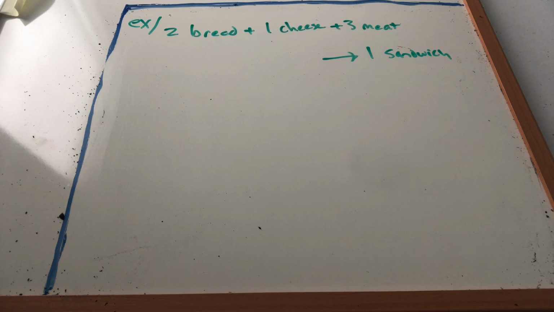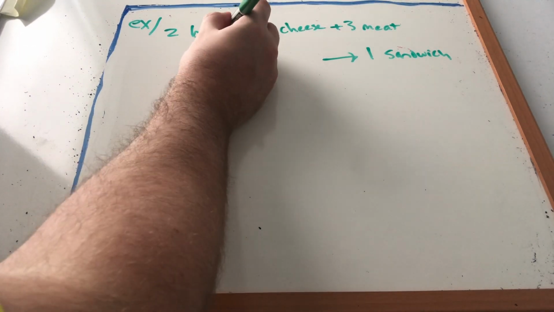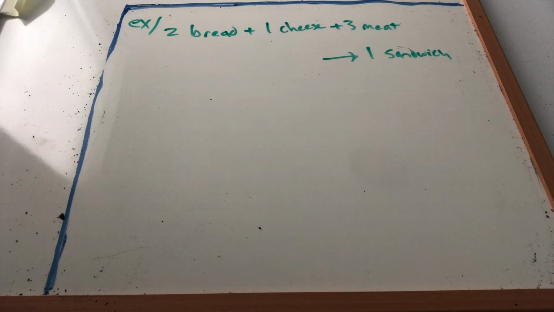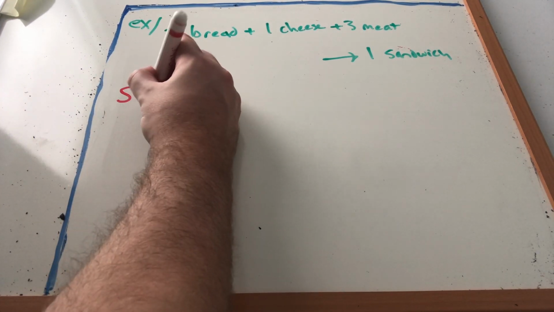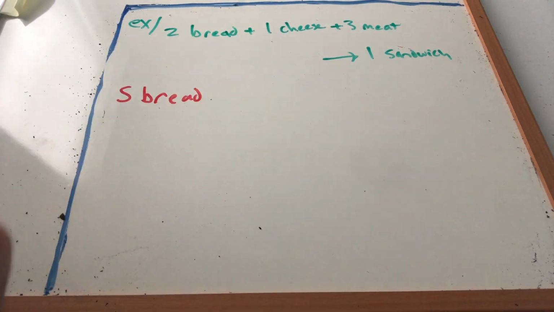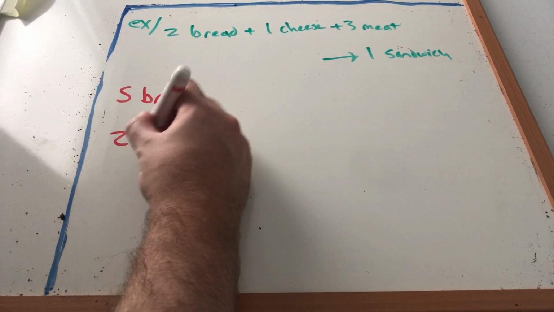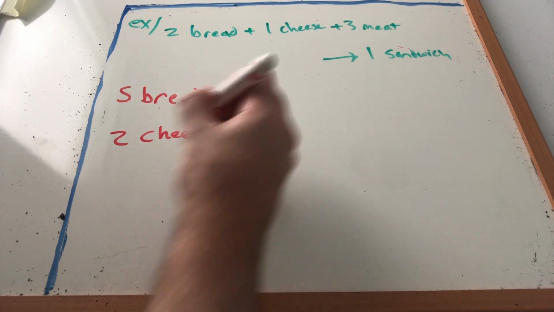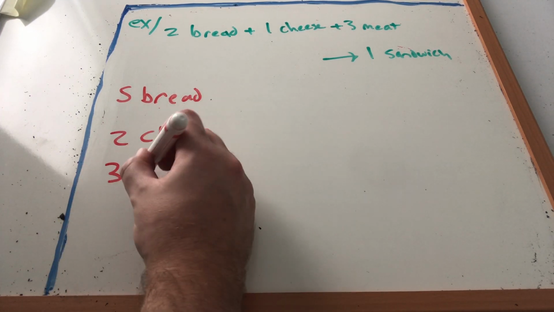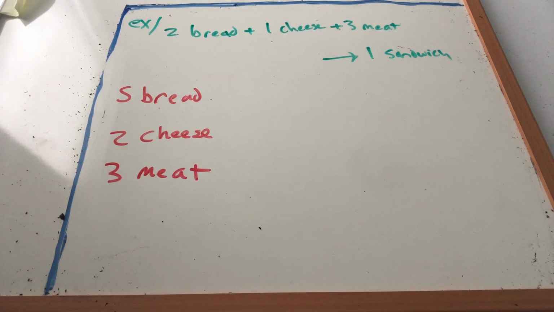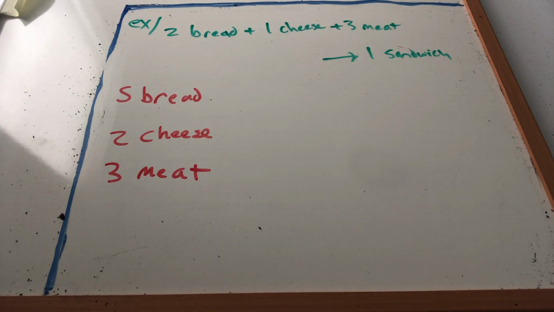And what I'm going to do is give you reactant information. I'm going to tell you that you have to start with 5 pieces of bread, and you have to start with 2 pieces of cheese, and you have to start with 3 pieces of meat. And what we're going to ask is to make a prediction, okay? How many sandwiches can we make?